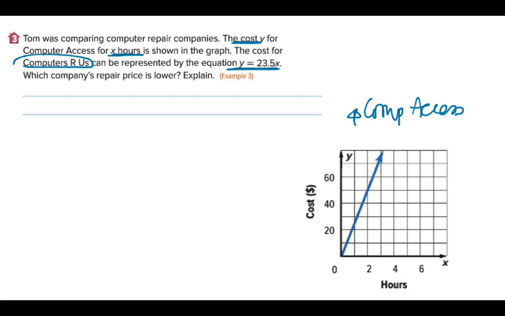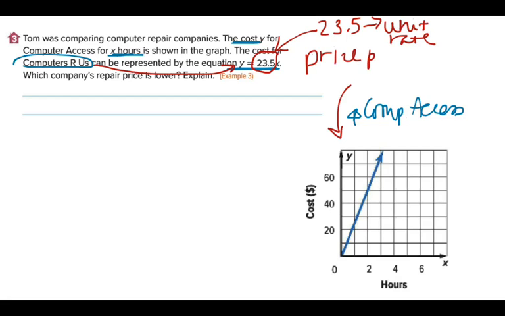So here's what's happening. They're telling you Computer Access, their price information is in the graph, and Computers R Us information is in an equation. Now, it's very difficult to compare things when one's an equation and one's a graph. So my suggestion is either have 2 equations that you can compare or 2 graphs that you can compare. Now, you don't quite know how to write the equation, but what we do know, just from discussions and from putting 2 and 2 together, is this 23.5 is our unit rate. If our cost is Y and X is hours, it's our price per hour.